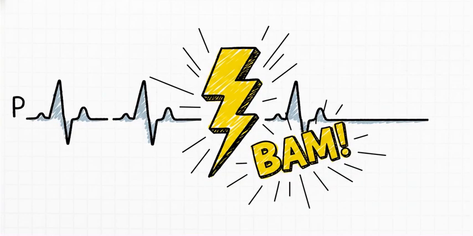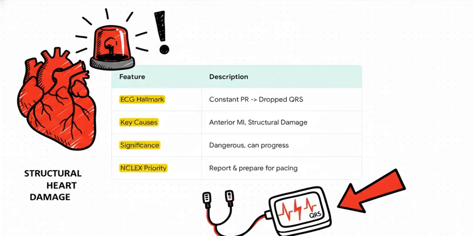And now, for its more dangerous sibling, second-degree type 2, or Mobitz II. This one is very different, and it's much more serious. With Mobitz II, the PR interval is constant. It looks perfectly normal, actually. And then, all of a sudden, with no warning at all, a QRS complex just gets dropped. It's completely unpredictable. And that sudden, unpredictable dropped beat is exactly what makes Mobitz II so concerning.